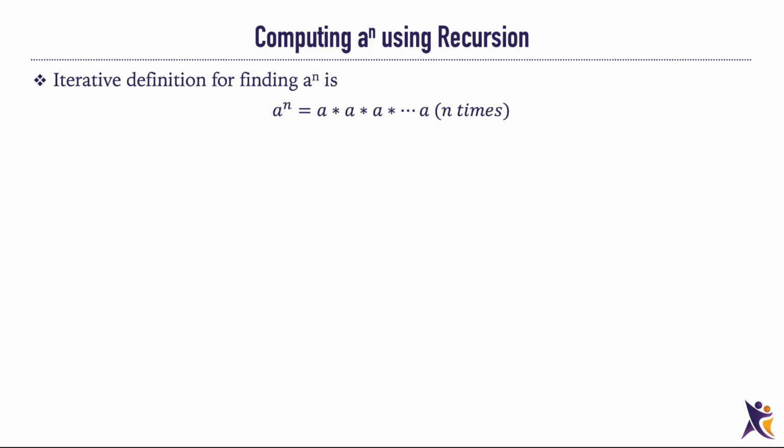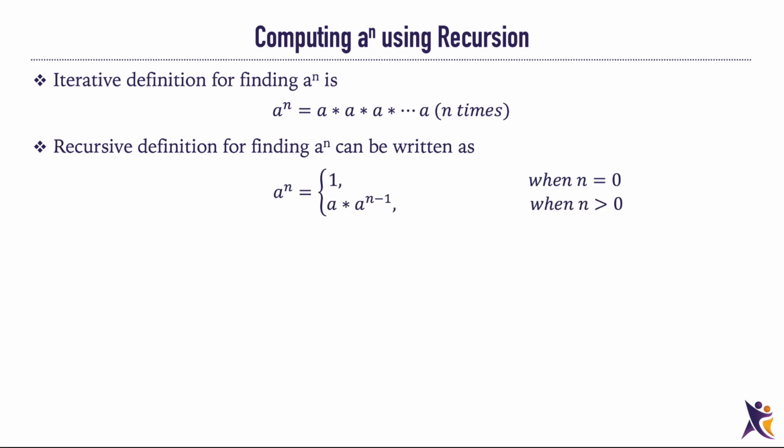Now let's look at the recursive definition of a power n. We can write a power n as 1 when n is equal to 0, or we can write a power n as a into a power n minus 1 when n is greater than 0. This is the recurrence relation to find a power n.